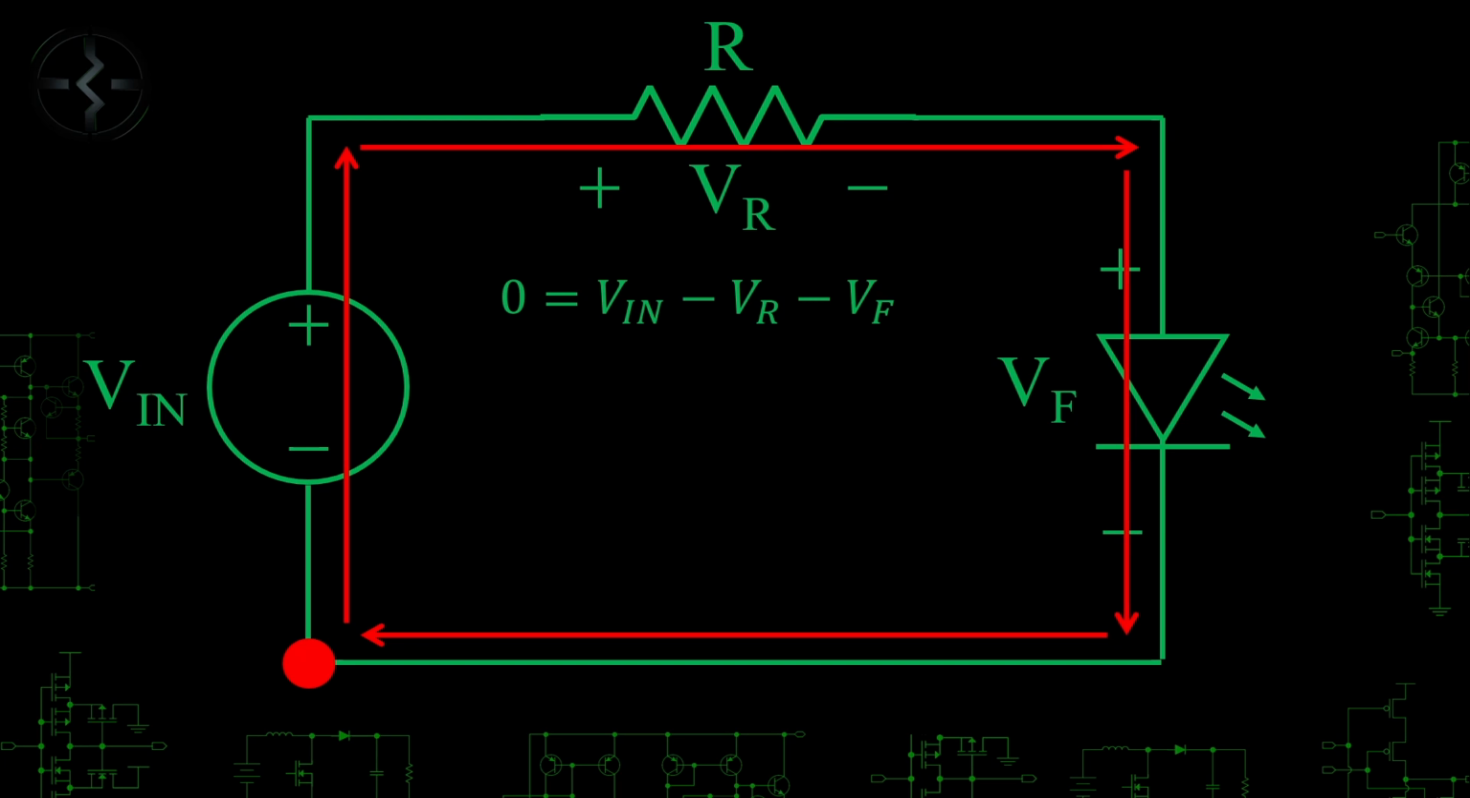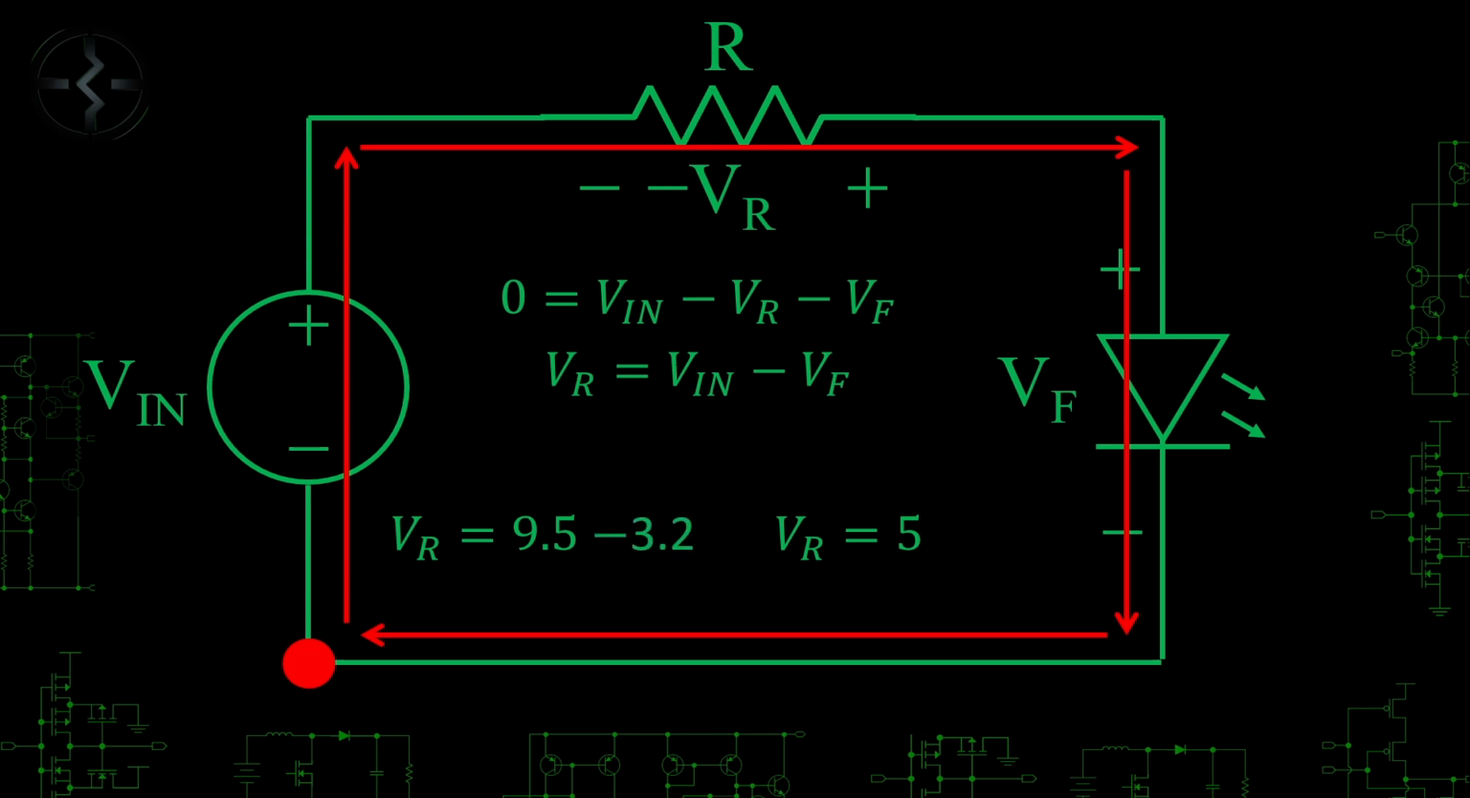If you wonder how I know the voltage polarity on the resistor, it's just an educated guess. You could also solve this with the opposite voltage polarity and you'd just end up with negative answers, indicating that your polarity was flipped. Once we have the KVL equation, we can solve for the resistor voltage. I know that my battery can be as high as 9.5 volts and as low as 5 volts, and that my LED is typically 3.2 volts, but it can be up to 4 volts. Using these two ranges, I can get the minimum and maximum resistor voltages.